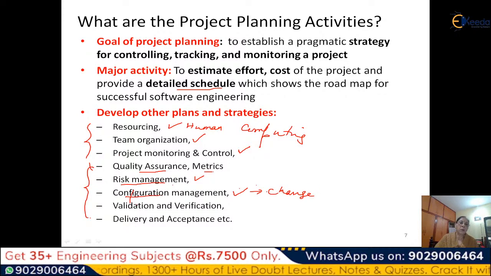And then we have to see how to do the validation and verification. That means how we will check that the product is as per the requirement or as per the specification, and how we will do the delivery, and how the customer will give acceptance, or if the customer does not accept, then what will be the action from the team. If there is some work product which is faulty, then how it will be handled. So all these plans and strategies have to be developed as part of the project planning activity. So there is one major activity and there are so many secondary activities.